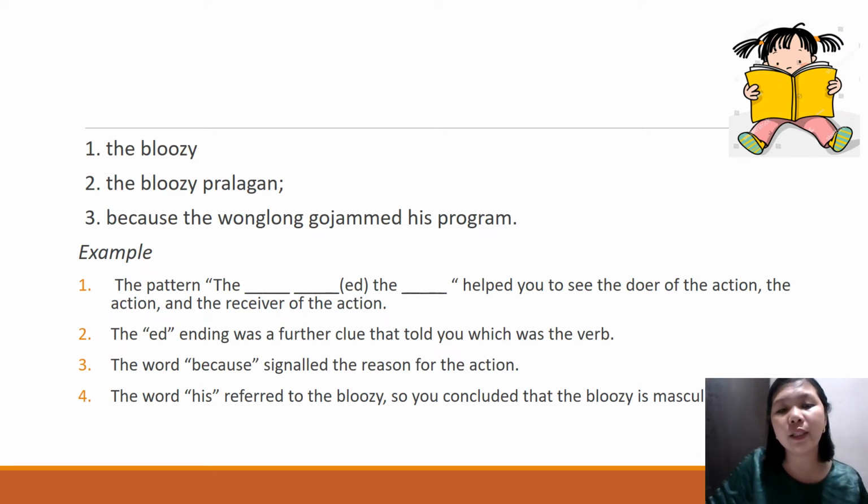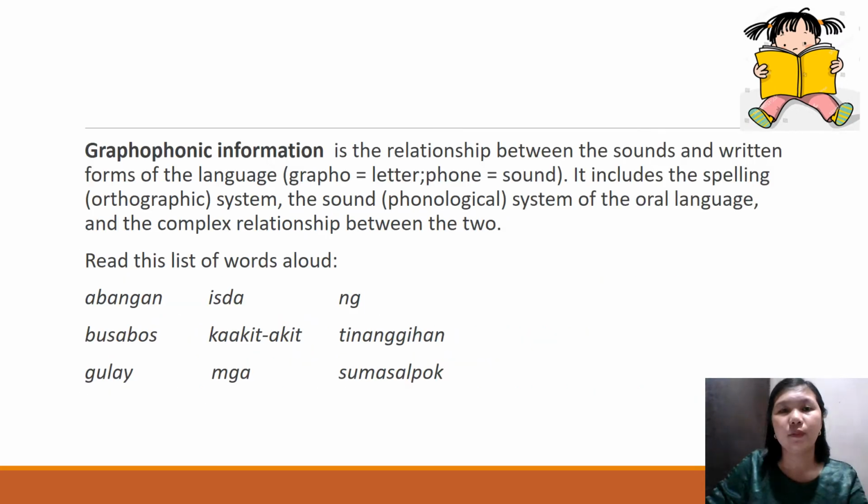Now, if I ask you what the passage is all about, you will be at a loss to give an answer. What is a blue sea anyway? Or a Wonglong or a Plaragan? So you see, your knowledge of grammar is not enough to make you understand the passage fully. Obviously, you need other types of knowledge to do that. Let's proceed to graphophonic information.